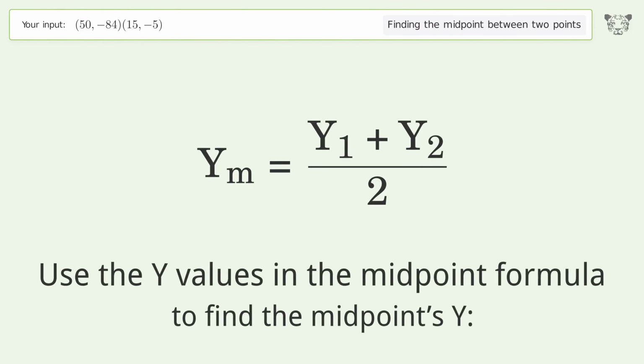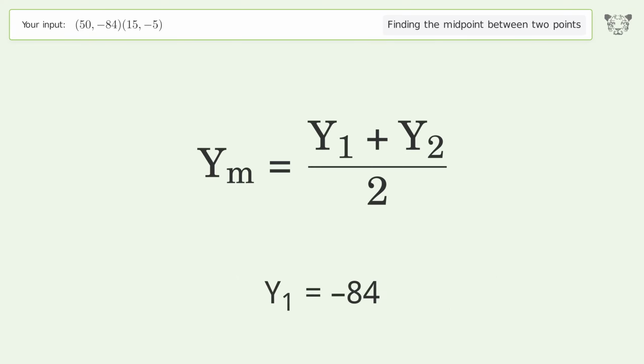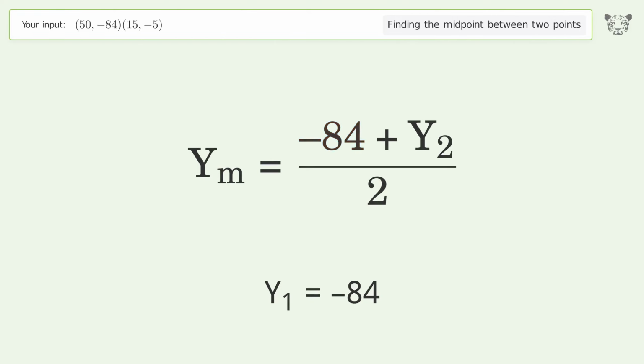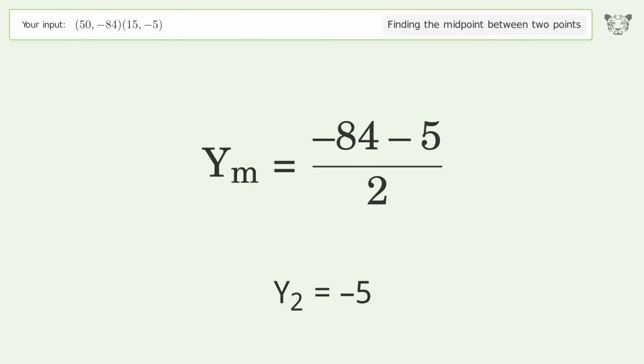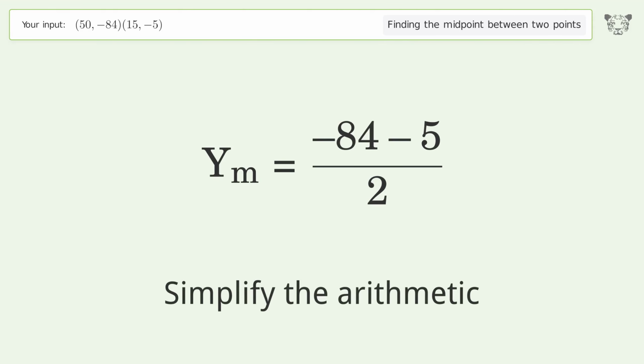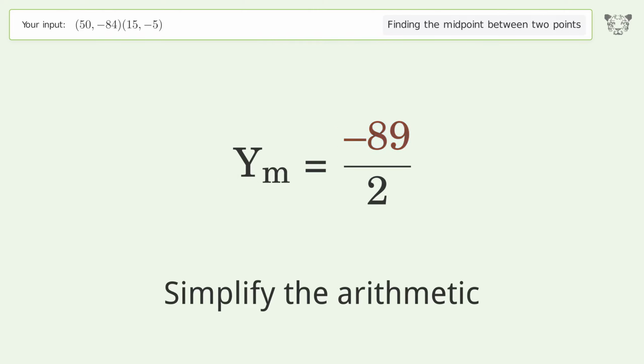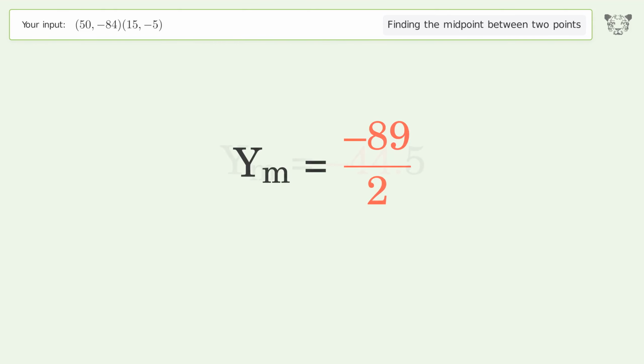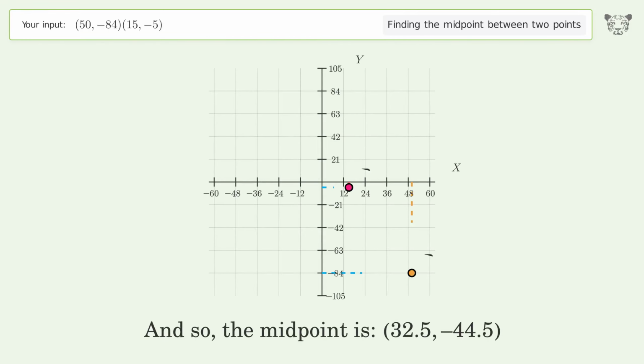Use the y values in the midpoint formula to find the midpoint's y. y1 equals negative 84. y2 equals negative 5. Simplify the arithmetic. And so, the midpoint is 32.5, negative 44.5.